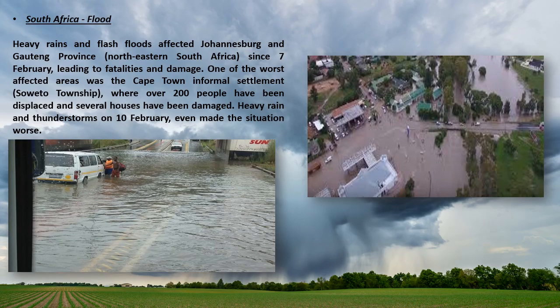Now if we come into this African continent, here South Africa was devastated by floods. They were having heavy rainfall since February 7th, accompanied with thunderstorms and severe rain on February 10th. This made the situation even worse, and several cities including Johannesburg and Cape Town and a lot of other cities were underwater. Over 200 people have been displaced and several houses were damaged. So this was quite devastating news from Africa.